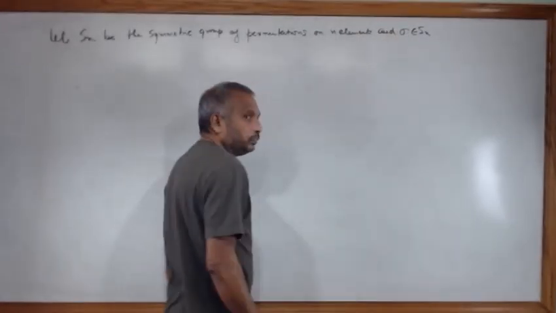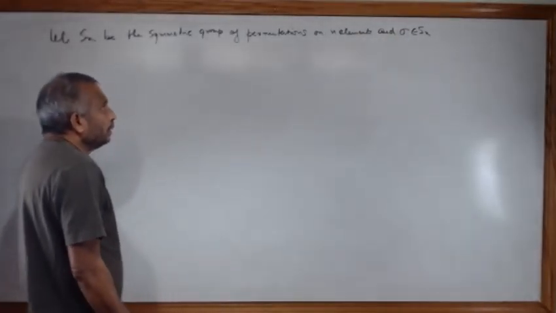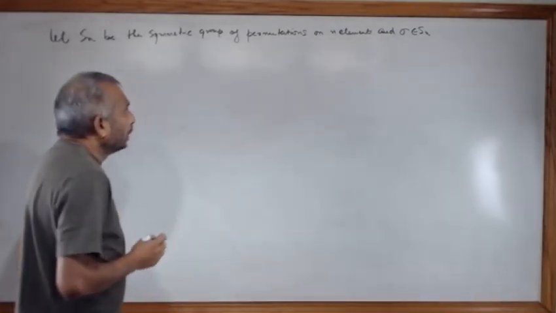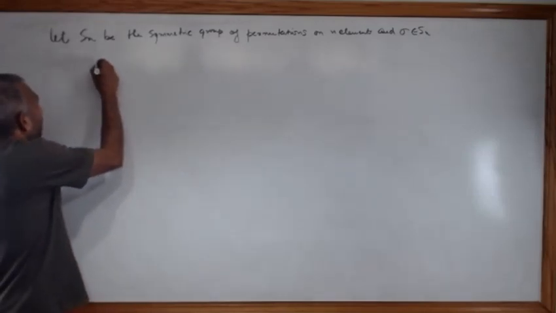Let Sn be the symmetric group of permutations on n elements, and sigma belongs to Sn. It's a permutation. Now we want to study the structure of this permutation. So this sigma is defined on n elements.